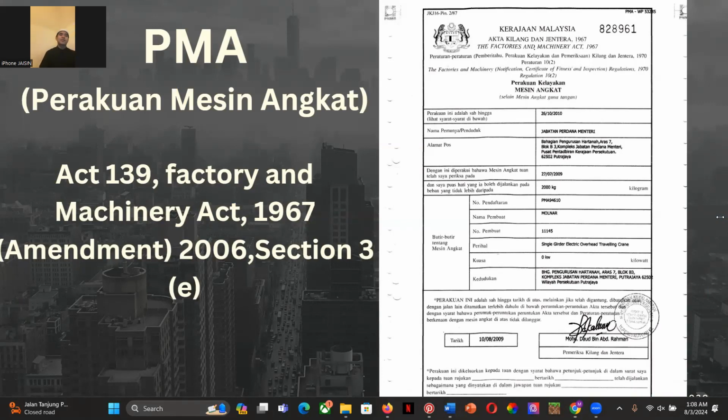This machine must have a PMA certificate, which will be approved by DOSH. PMA is aimed to ensure that the lifting machine is safe to use and according to the capacity or durability of the lifting machine. This PMA was introduced by the Act 139, Factories and Machinery Act 1967, and was amended in 2006, Section 3E. As you can see, that is the example of the PMA form.